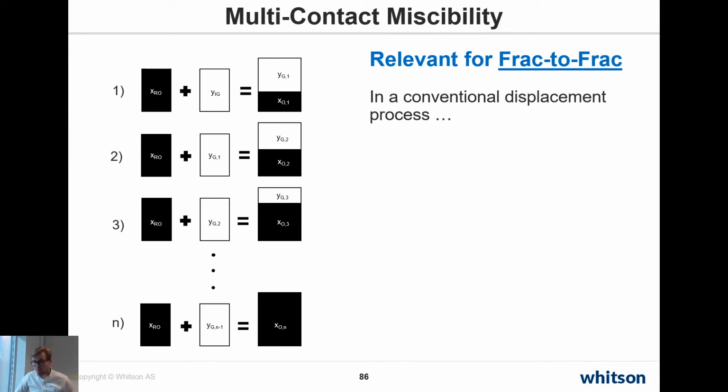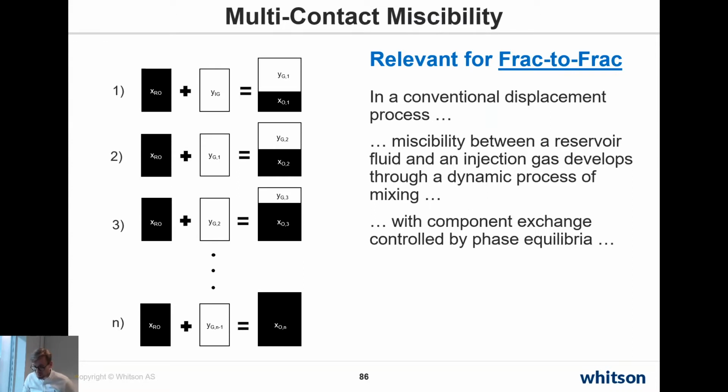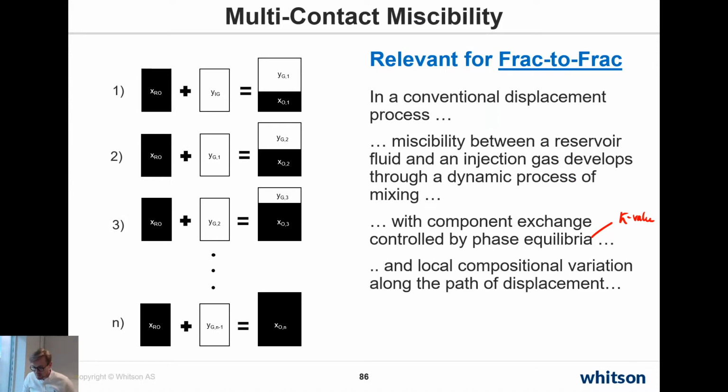Multi-contact miscibility, however, is a more complex process. In a conventional displacement process, miscibility between a reservoir fluid and an injection gas develops through a dynamic process of mixing with component exchange controlled by phase equilibrium. So this is PVT, and this is essentially K-value related, which we introduced earlier, which controls component exchange, condensing and vaporizing mechanisms, and a local compositional variation along the path of displacement. That's essentially this conventional displacement process.